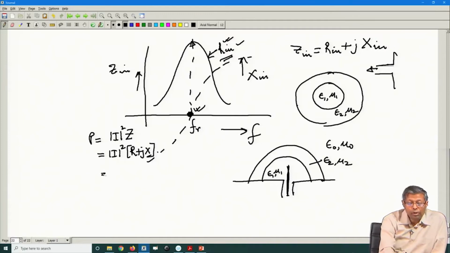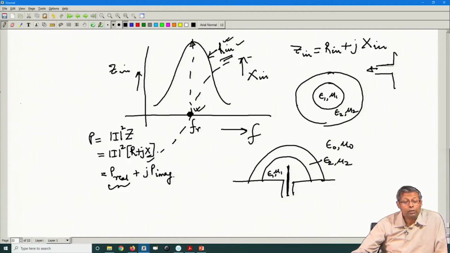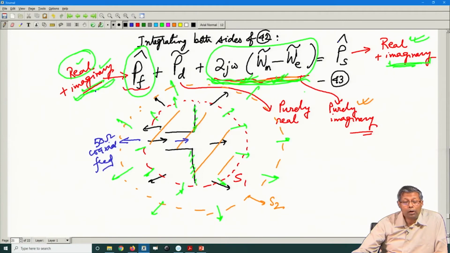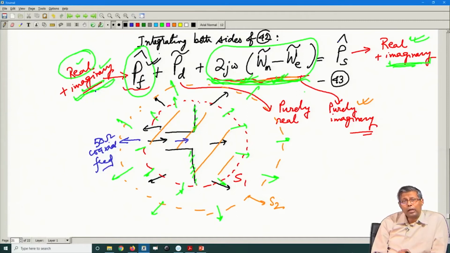And that is equal to power real plus j power imaginary. Our previous analysis shows that this power real, which is the radiated power, is the real part of this term. It depends on the system, and is directly dependent on the amount of real power which will be emitted or radiated by the dipole.